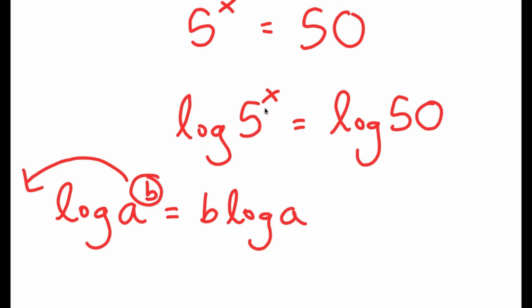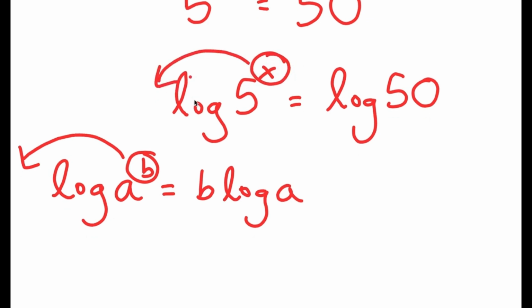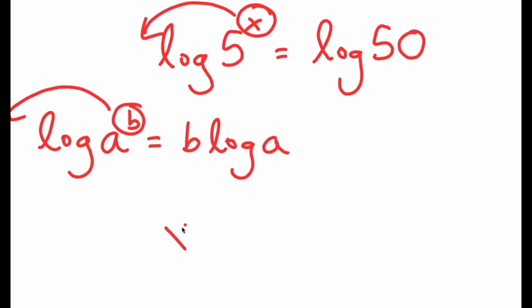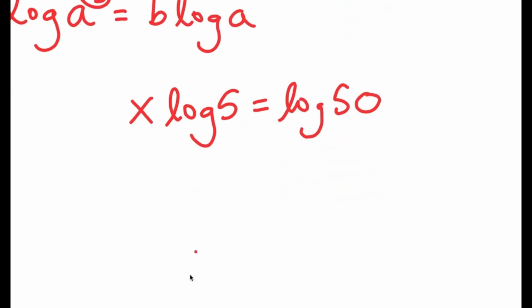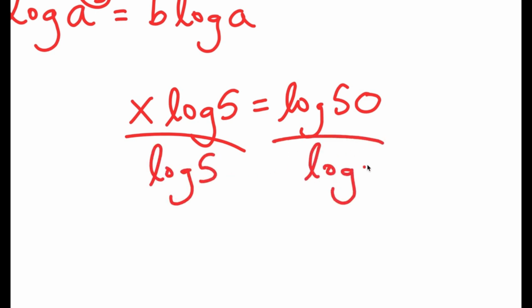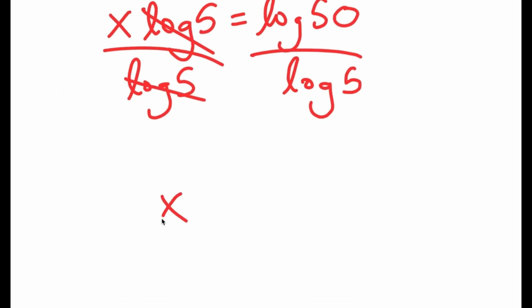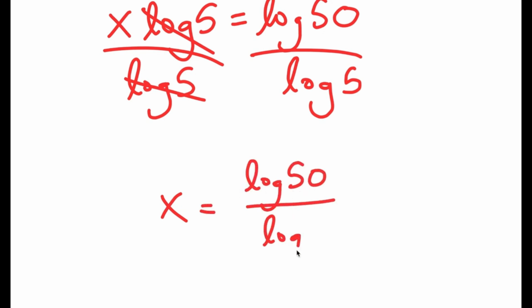So in this case, I have log 5 to the power of x, and we can think of x as b, and I can move this x to the front, so now I get x times log 5 is equal to log 50. And now remember, we want to find the value of x, so all we have to do is get rid of this log 5 by dividing both sides by log 5. So now these two cancel out, and I get x is equal to log 50 over log 5.